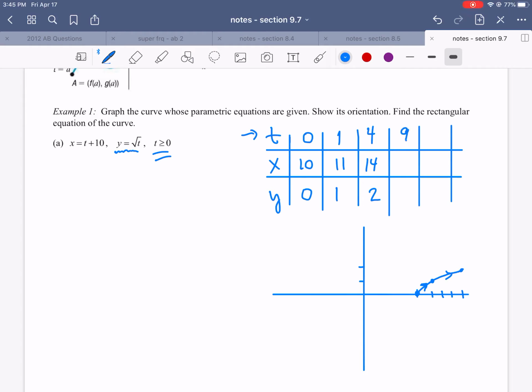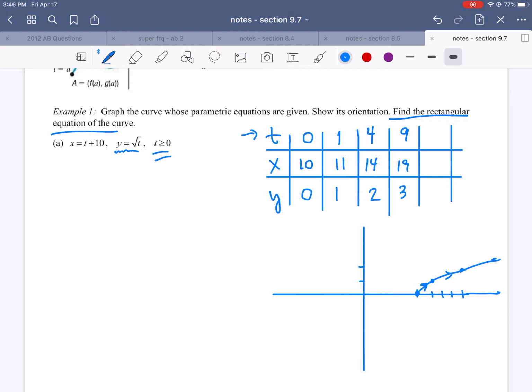The next nice number I would pick is 9, and that would give me an x value of 19 and a y value of 3. And so that would be quite a bit longer down here and then just up a little bit more. And so what you notice is that this looks an awful lot like a square root graph. And so what we're going to do now is called eliminating the parameter.